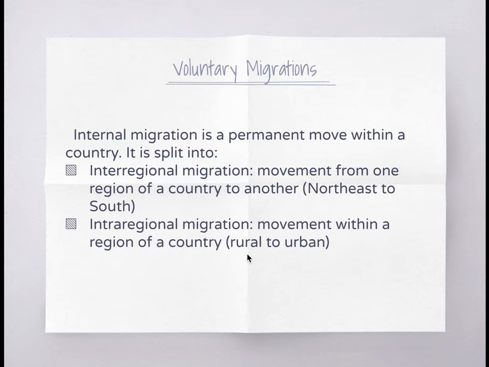All right, voluntary migrations. Internal migration is a permanent move within a country, all right? You got interregional movement from one area to another, northeast to the south, the south to the west, to the middle west, all of those things. And you got intraregional movement within a region of a country, rural to urban or urban to rural. For like that one, my family, we did an intraregional one where we moved from Waterloo to Charles City because of jobs.